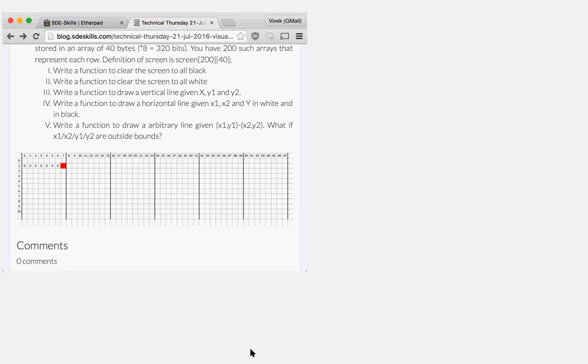Now moving on to the next question, which is the fun one. Given x1 and x2 and y, draw a horizontal line. This is actually straight out of Gayle's book, if I remember correctly.